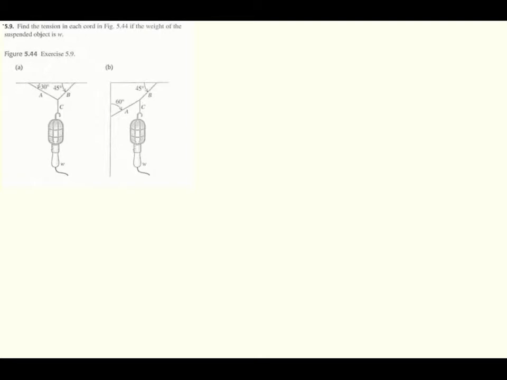You can see we're going to do part A first. And for part A, the easiest one to start with is going to be cable C, the tension of C. Well, it has to hold up the entire thing and it's at equilibrium, so the tension of that one has to be W. Okay, that's going to be easy for us to start. And the other two have to hold it up.